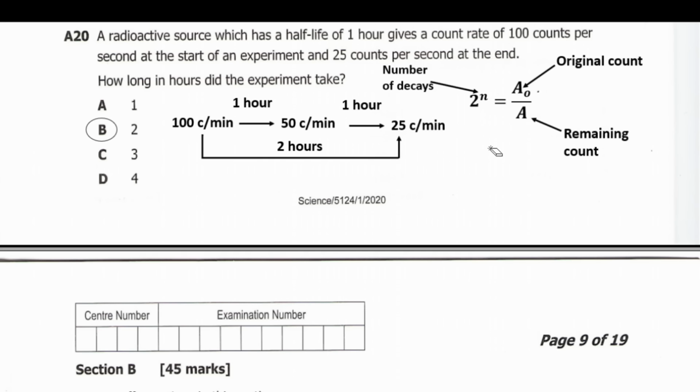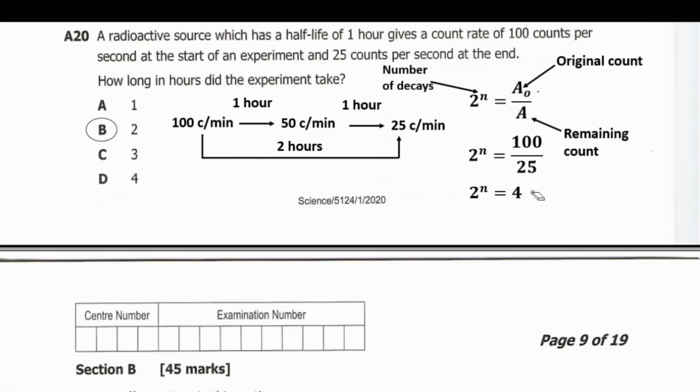So you can now substitute. Where there's original amount count, you put 100. Where there's remaining count, you put 25. Then you divide. 100 divided by 25, you get 4. Here now you apply the laws of indices. Because this is saying 2 to power n is equal to 4, meaning what is on the left side of the equation is equal to what is on the right side of the equation.